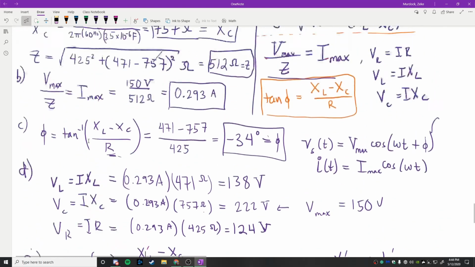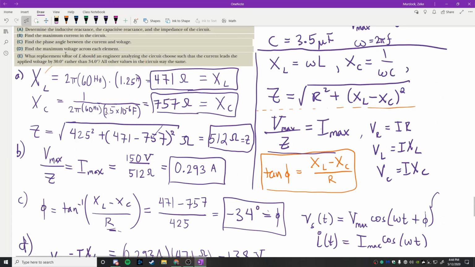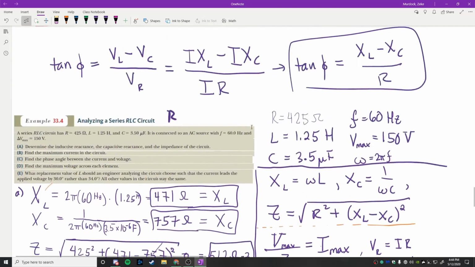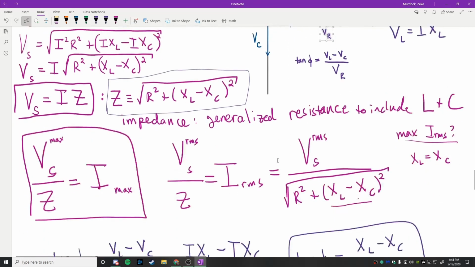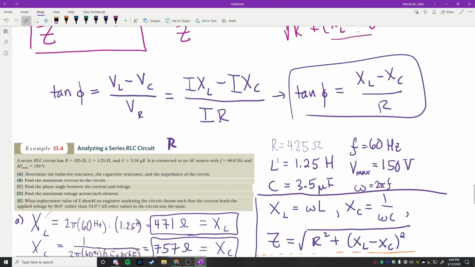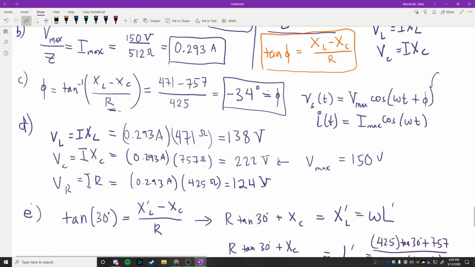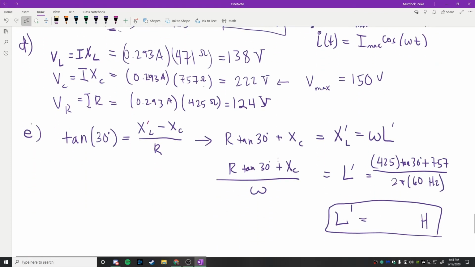Let's read the problem again. What replacement value of L should an engineer analyzing the circuit choose such that the current leads the applied voltage by 30 degrees rather than 34 degrees? If I go back to my picture up here, in this case the voltage was ahead of the current by an angle of phi. It's the angle. Yeah, what's wrong with the angle, Hunter? Or Tom? It's not XL and XC. What's wrong with the angle?